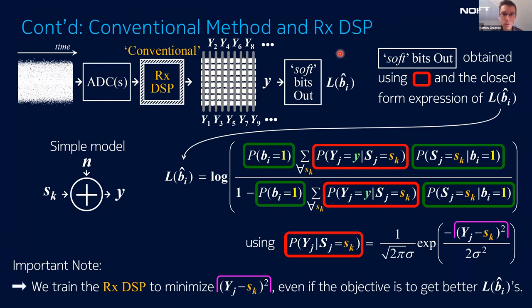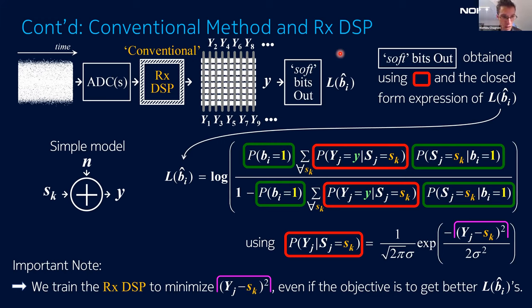Now back to the conventional method of the RX DSP. Again, there's a system output, lowercase y, and the soft bit out is obtained using Shannon's approximation of things being Gaussian. So what's in the red box, using that and using the closed form expression of the logarithm of this thing, the logarithm of the ratio. Because now we have all these quantities, because we assume something for the red box, we can now compute this posterior probability.